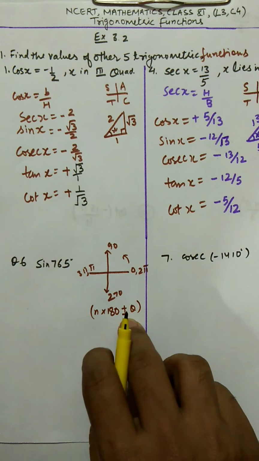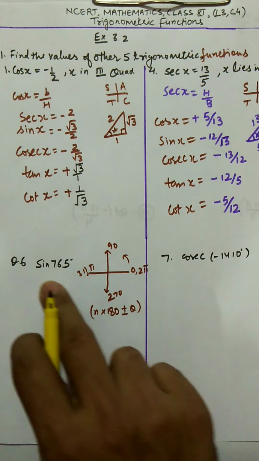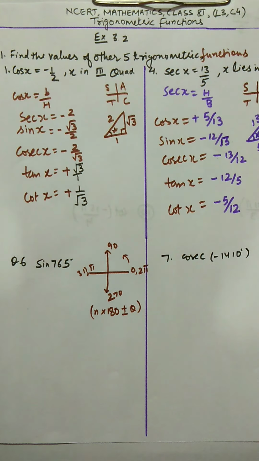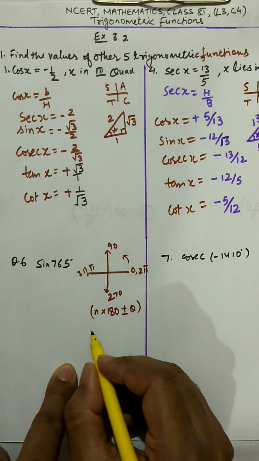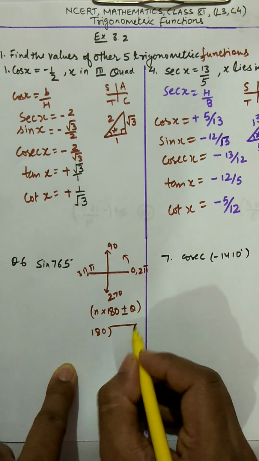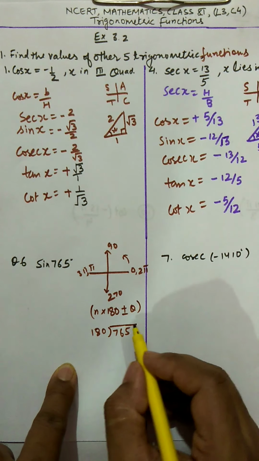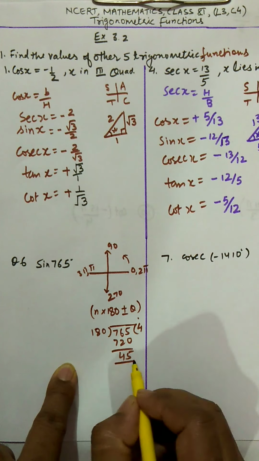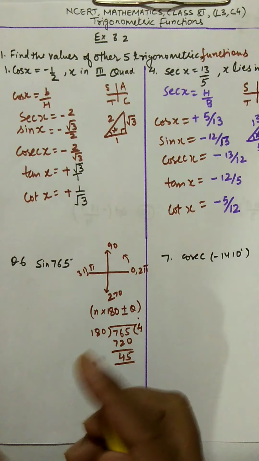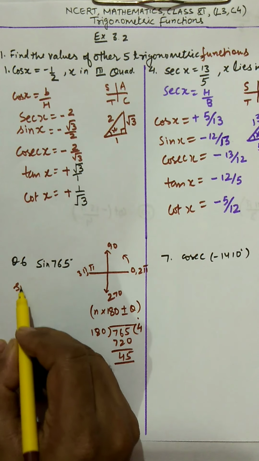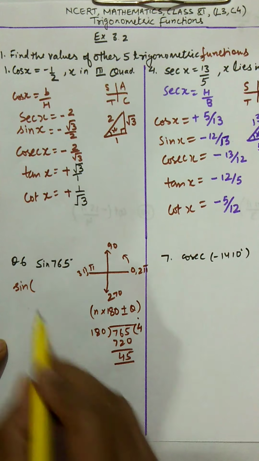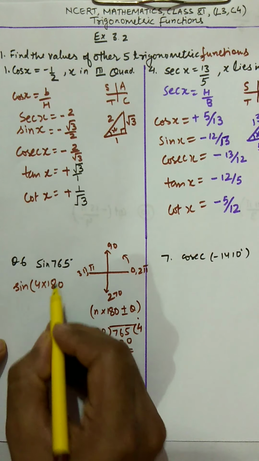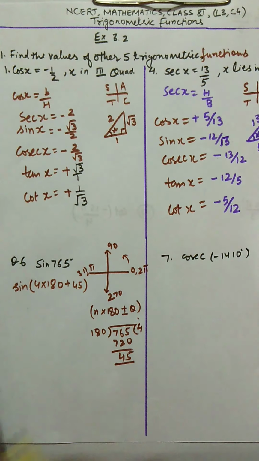So this is the form that is mostly used in finding the values of such angles, and you see how we can write that. Now 765, if we divide it by 180, you are going to get 4. So this is going to be 720, and the remainder is now 45. So you can write now sine 765 as 4 into 180 plus 45 degree.